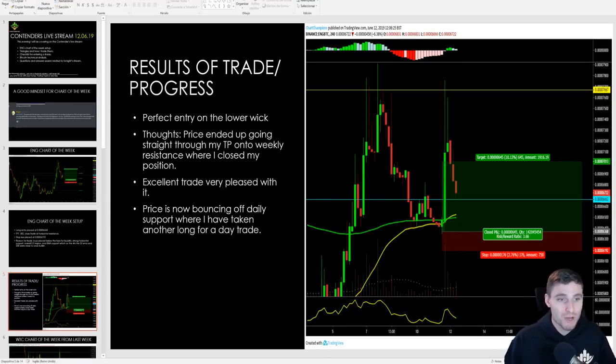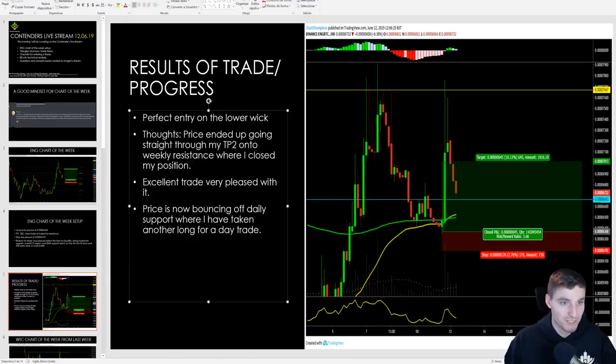Price ended up going straight through my take profit 2. Take profit 1 was hit, and take profit 2 went straight through onto the weekly resistance, where I then closed my position. So I was getting out on that 618. Overall, honestly, very pleased with the setup.